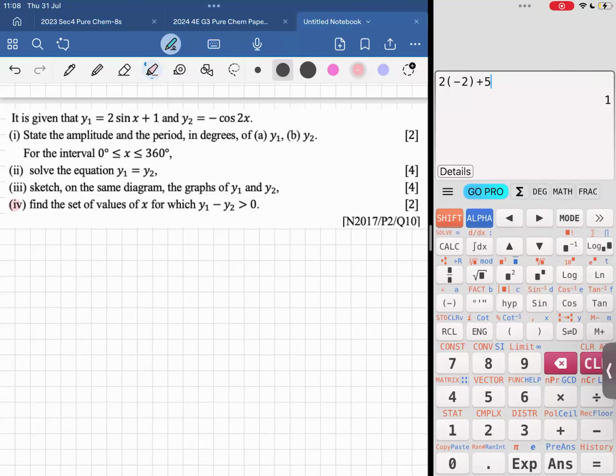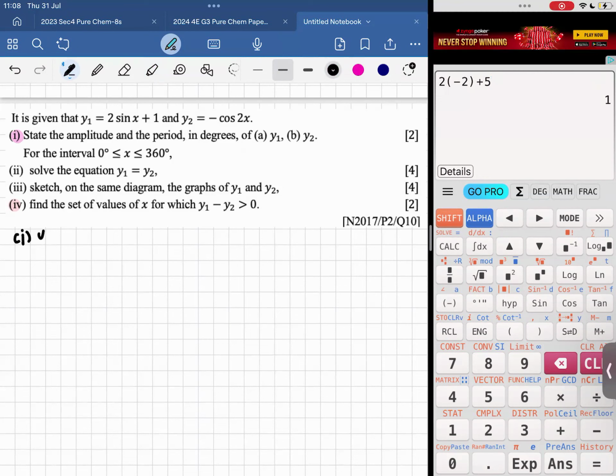All right, so what we have here is that for the first part here, not too scary. They just want us to state the amplitude. So the first one is 2 sine x plus 1. Just state the amplitude and period in degrees for both graphs, right? So we have this one is 1A. Okay, so what we have here is that we do amplitude first.